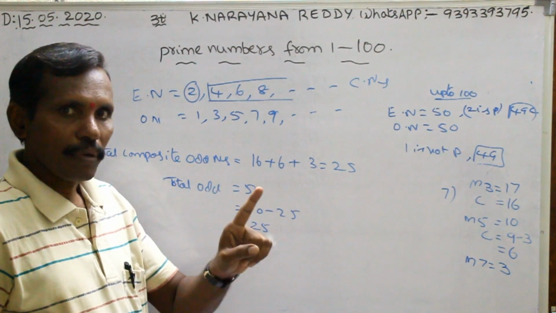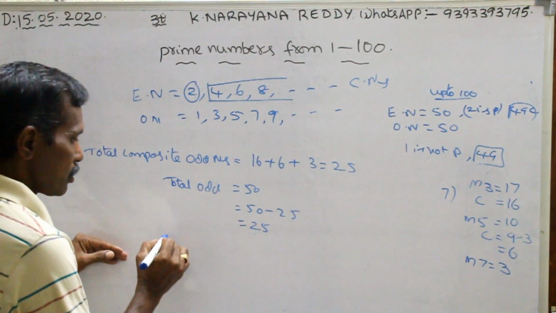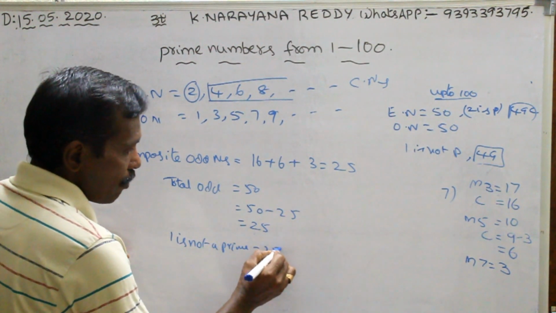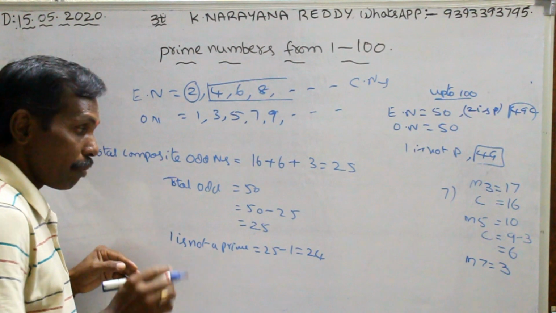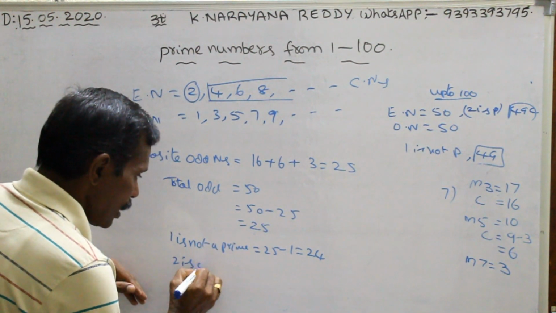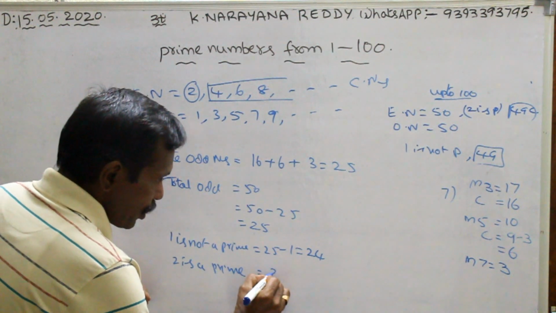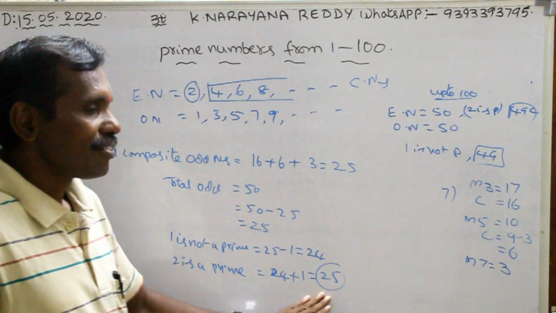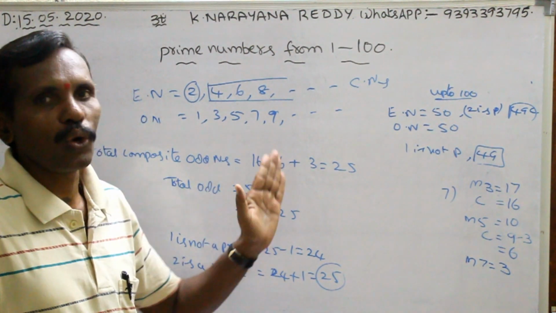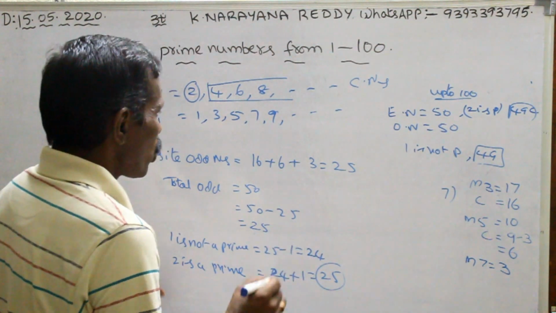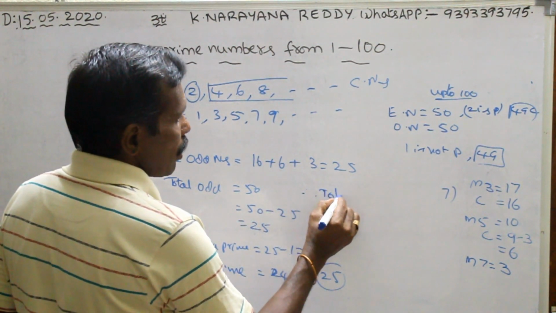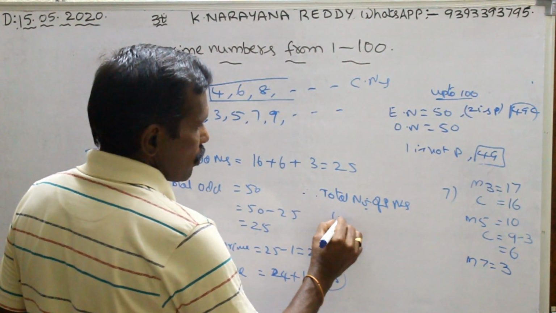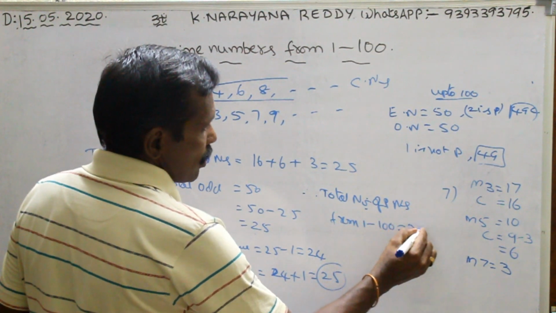These are 25 odd numbers. Those are prime numbers. But 1 is not a prime. Yes, 1 is not a prime. So 25 minus 1 is nothing but 24. Yes, but 2 is the prime. 2 is the prime. So 24 plus 1 equals 25. These are all prime numbers from 1 to 100. Therefore the total number of prime numbers from 1 to 100 is 25.